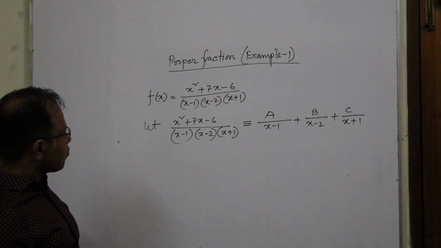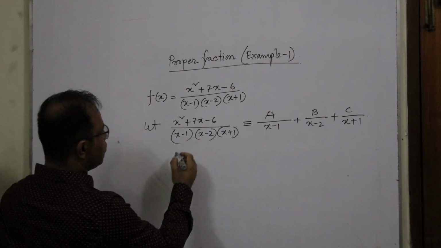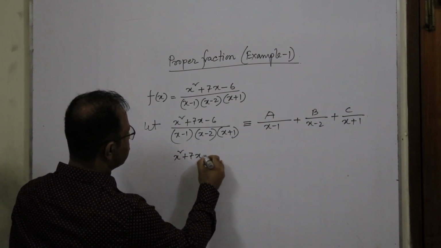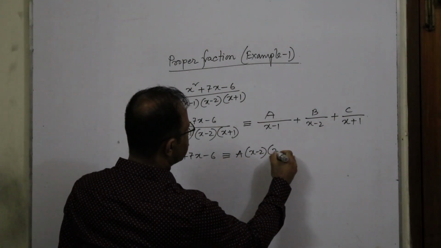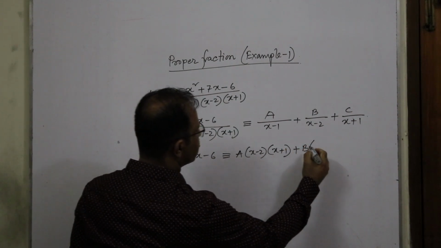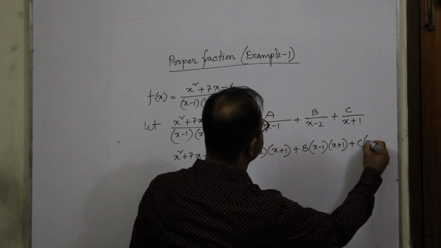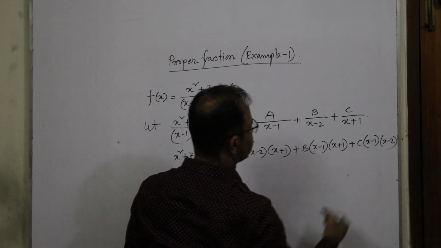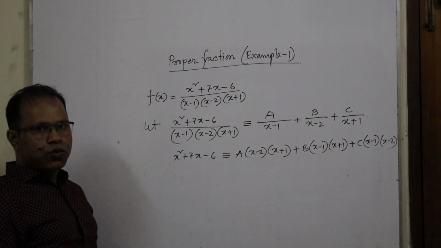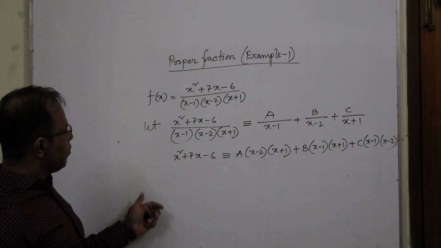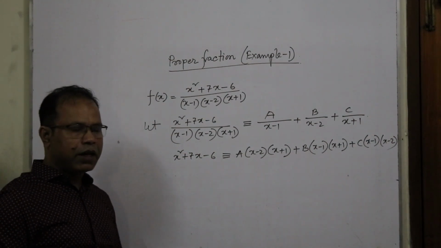If we multiply both sides of the identity by the denominator, it becomes x squared plus 7x minus 6 identically equal to a times x minus 2 times x plus 1 plus b times x minus 1 times x plus 1 plus c times x minus 1 times x minus 2. So this is our identity. As we know, identities are true for all values, so we can choose any values of x for our convenience to find the values of a, b and c.